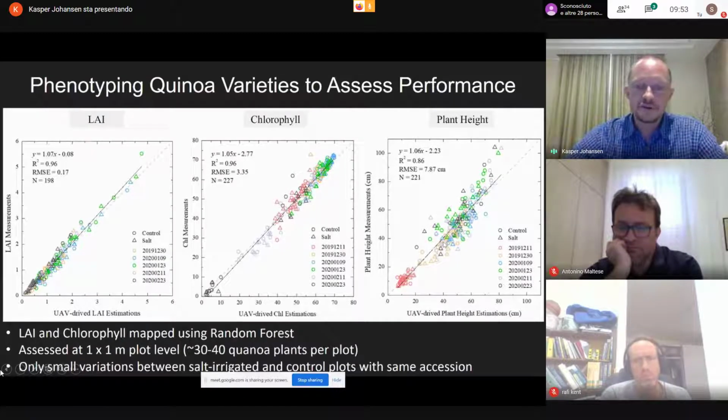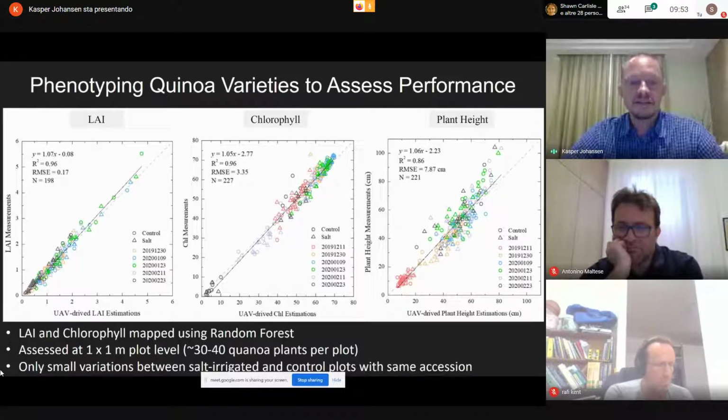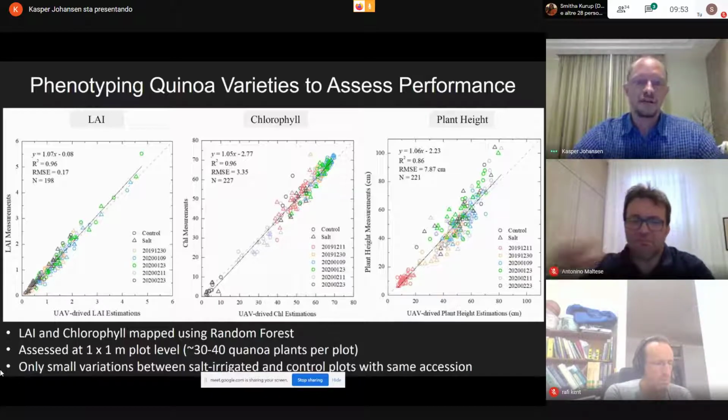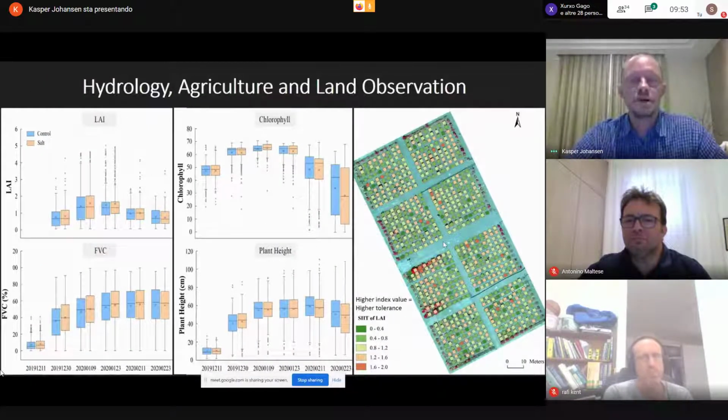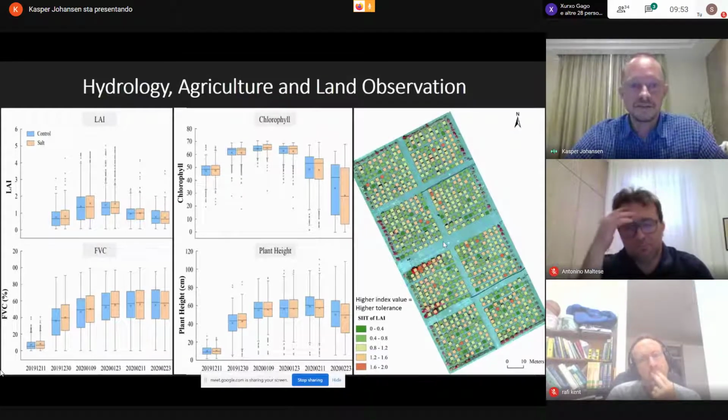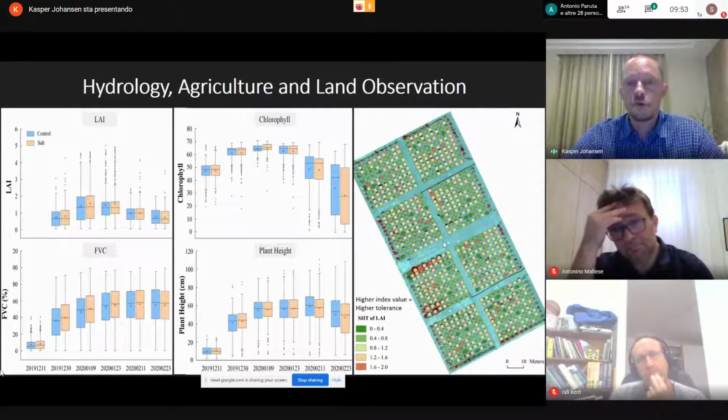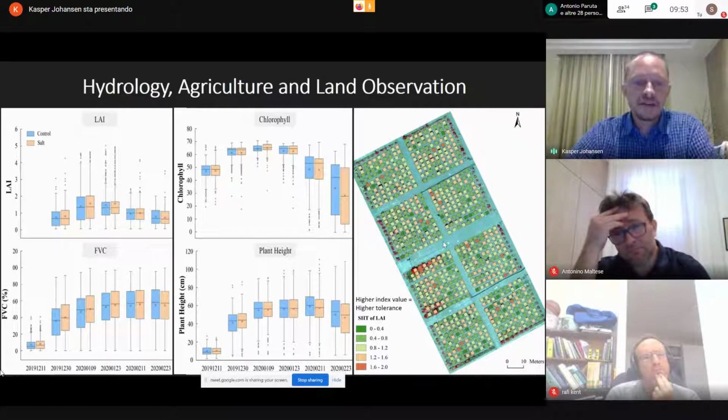One thing we did find though was that there was actually very, very small variation between the accessions of the quinoa plants grown under salt irrigation and under control conditions. That's basically because quinoa is naturally quite a salt tolerant plant. Some types of quinoa can actually grow in brackish water. But there's very little research out there showing which accessions can actually grow in brackish water and how they perform in terms of yields.